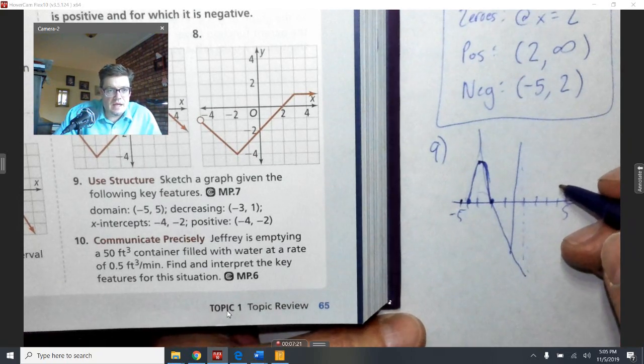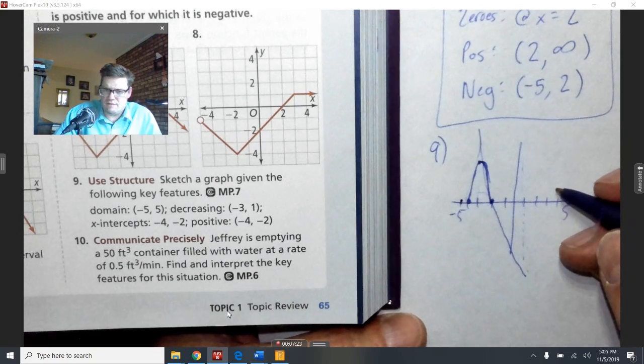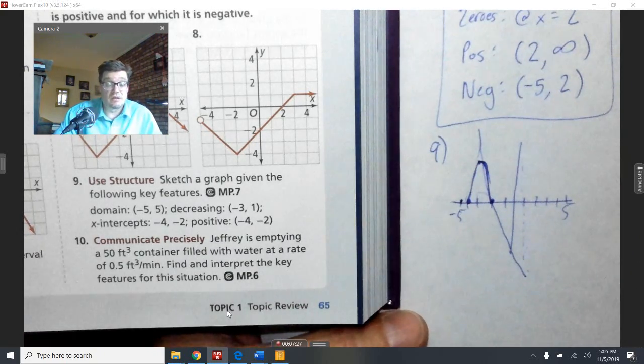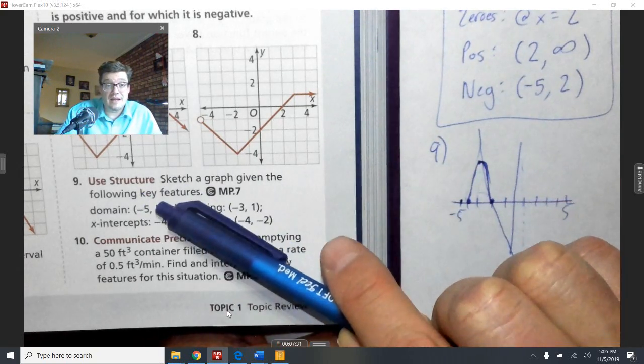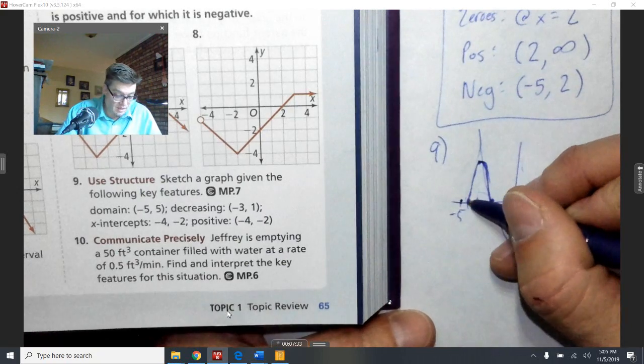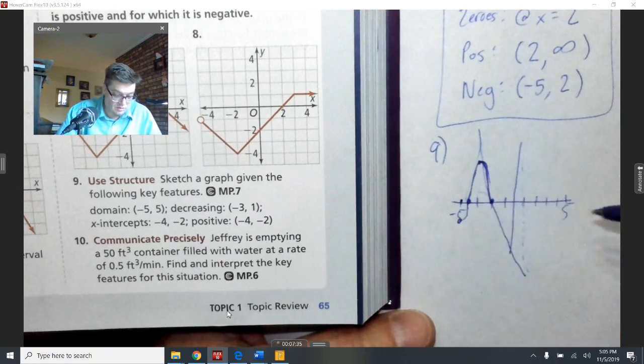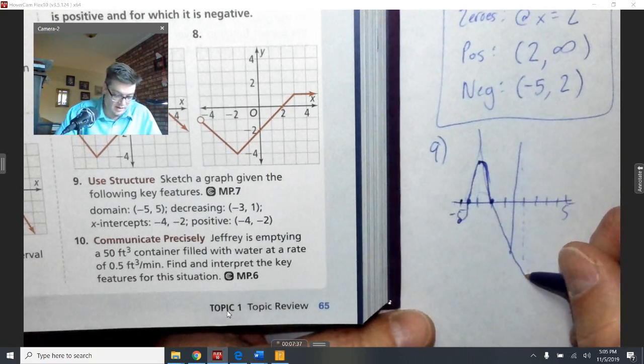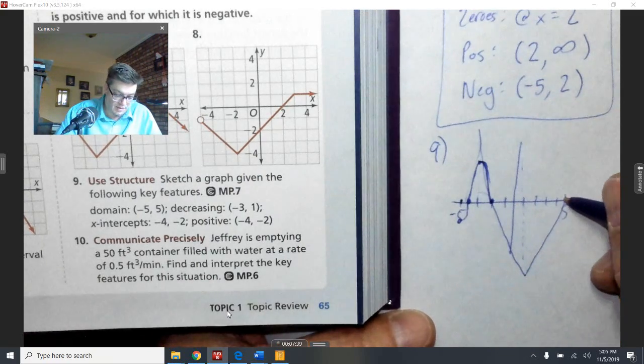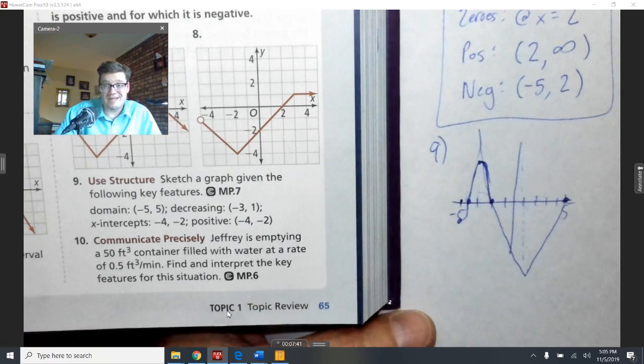Then, do I have everything? Positive, decreasing. Yeah, these are all the conditions. So all I have to do now is draw something where my domain is actually -5 to 5. So I've got to have something. All right, so I'm just going to go ahead and draw a little curve there, and why not just draw a sharp point right here to +5, and I'm all set.